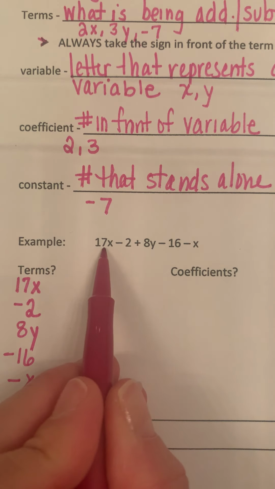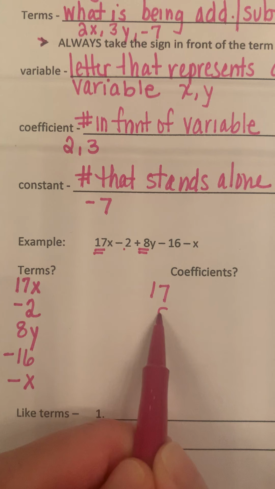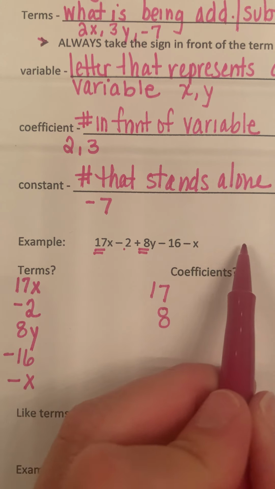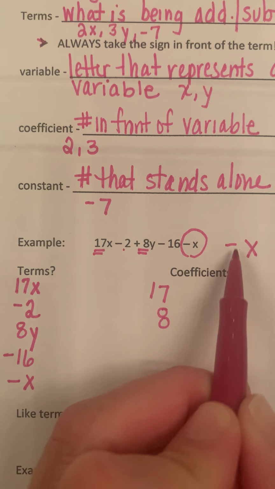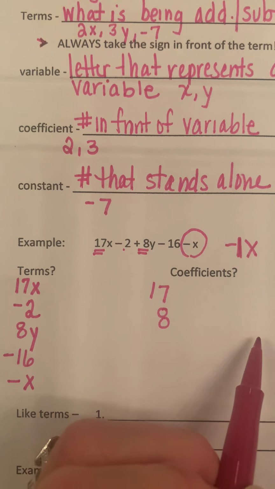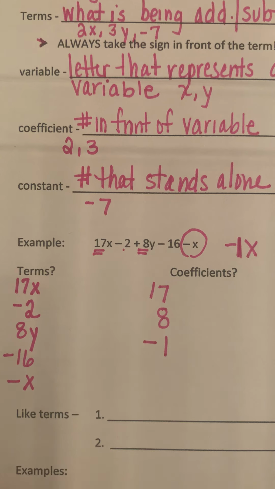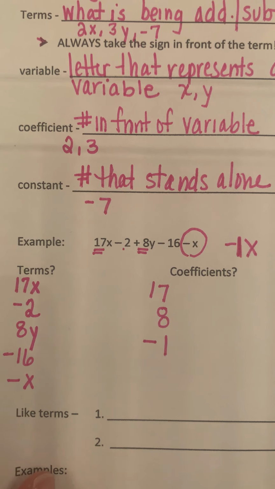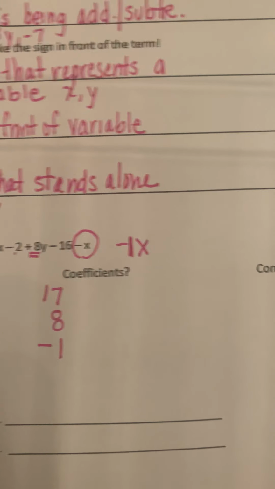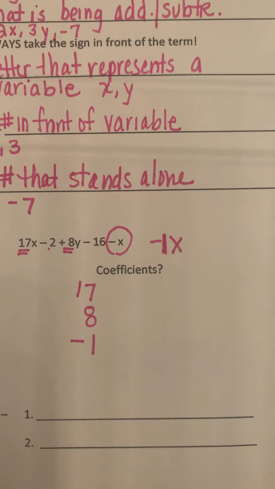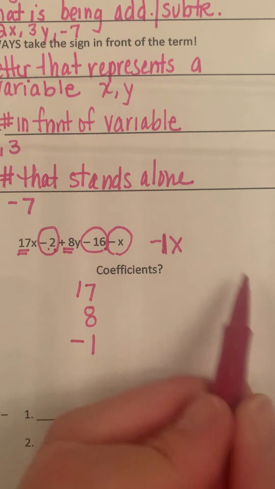Same thing with coefficients. We have this 17, no variable. We have a variable here, so we have 8. Now, this one's tricky. Everyone forgets about this. This is -x. If there's nothing in front, it's considered a 1. So if it's -x, it's -1x, so your coefficient is -1. Everyone always messes that one up. And then your constants are the numbers that stand alone, -2 and -16.